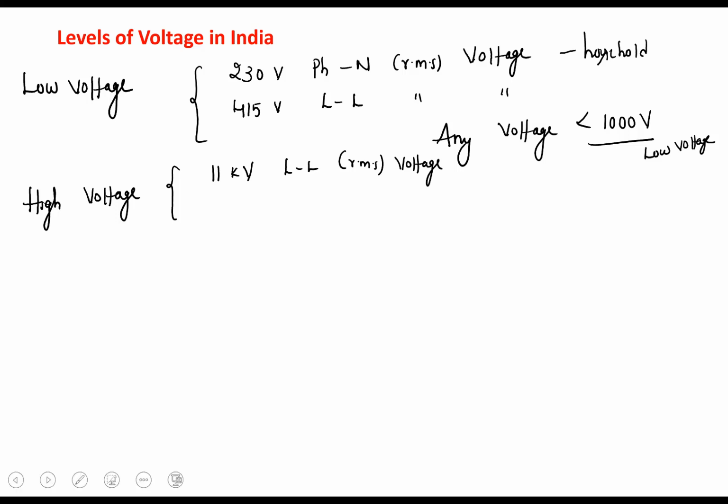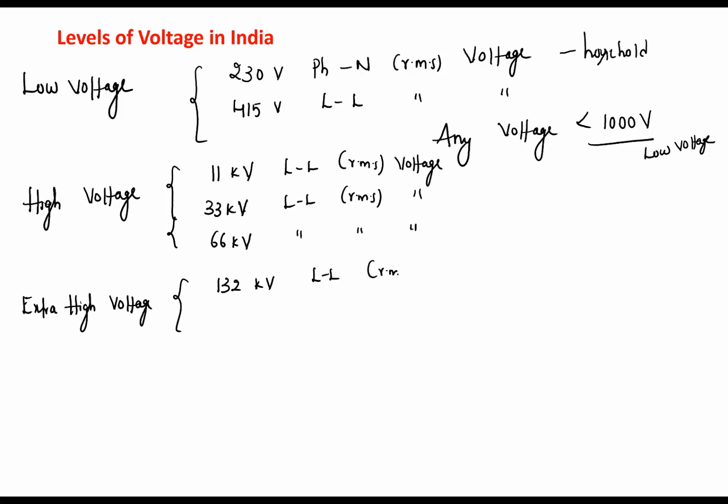Okay, next voltage which you know is how much? 22, 33 kV. 22 is not there, is it? 33 kV line to line RMS voltage. Next value is 66 kV line to line RMS voltage. So all these three voltages are called high voltage.